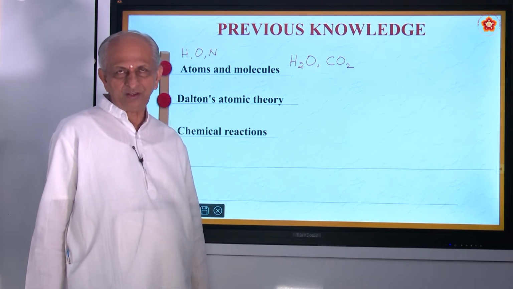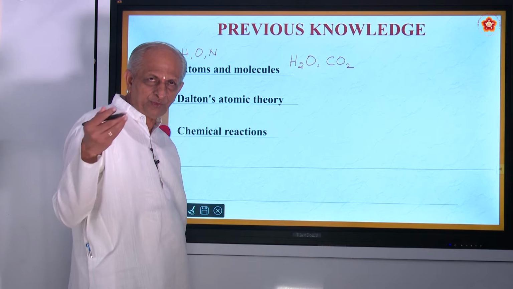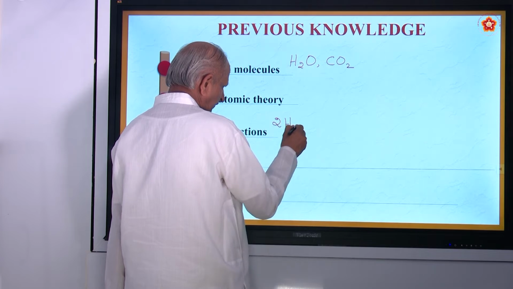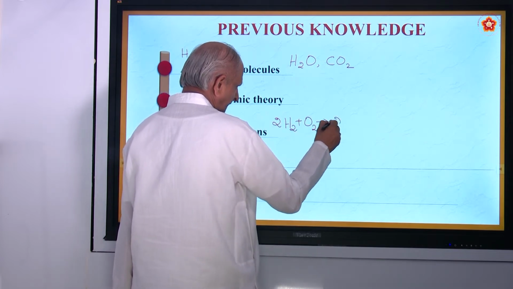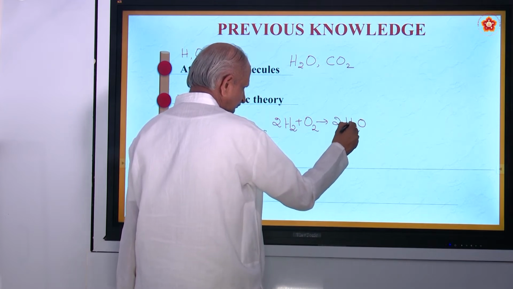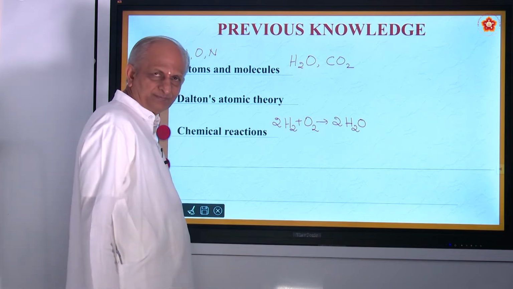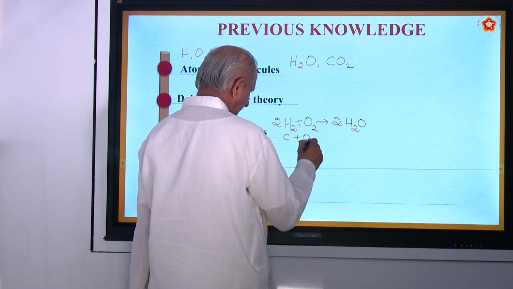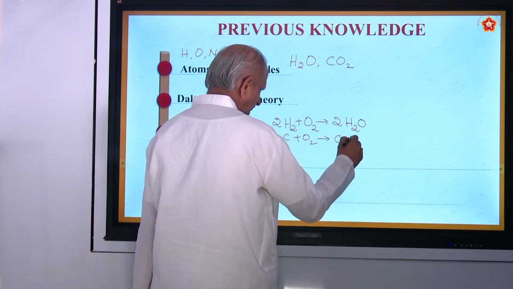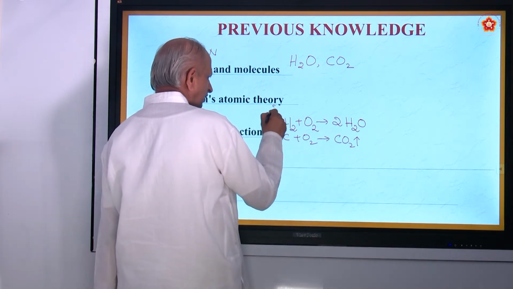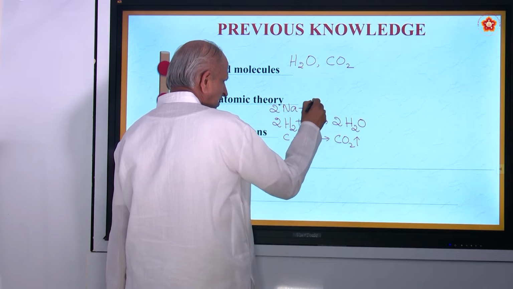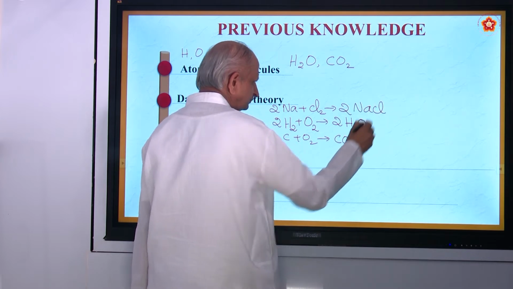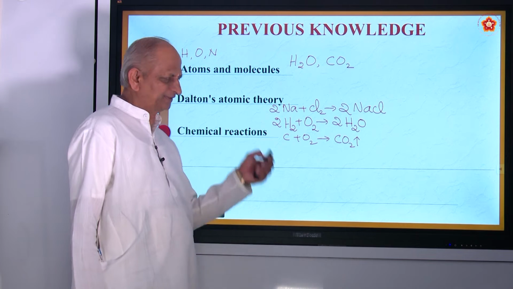Also, we know that two or more elements combine to form a new substance, and hence we have a reaction. For example, hydrogen combines with oxygen to form a compound called water. It is what is called a chemical reaction, is it not? You can also take the example of carbon plus oxygen gives carbon dioxide. Or if a metal combines with a non-metal, sodium combines with chlorine, it forms sodium chloride. Like that, these are called chemical reactions.